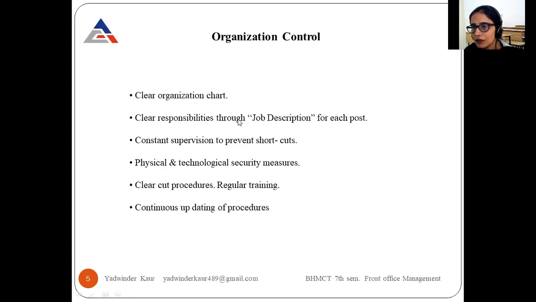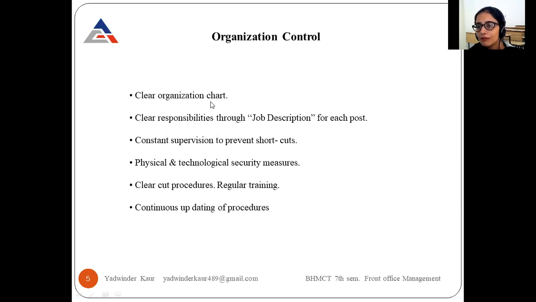So organizational control is a clear organization chart, clear responsibilities, so a job description for each post, constant supervision to prevent shortcuts, physical and technological security measures, clear-cut procedures, regular training, continuous updating of procedures. These are all the important aspects of organizational control that we have to take care of, with a proper clear organization chart and clear responsibilities through job descriptions.